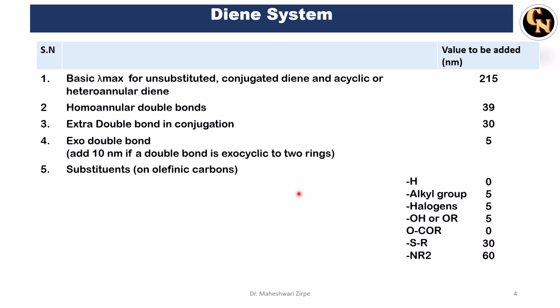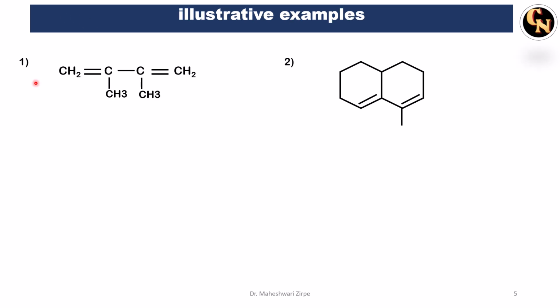Using this base table, we are going to solve some numericals, how to calculate lambda max using UV spectroscopy. So let's begin. The first example is a simple linear diene. What is the example given here? CH2 double bond CH, then CH3 and CH2, correct? For such an acyclic conjugated diene, we are going to calculate how much the lambda max value is. Calculated and observed, we are going to see both.